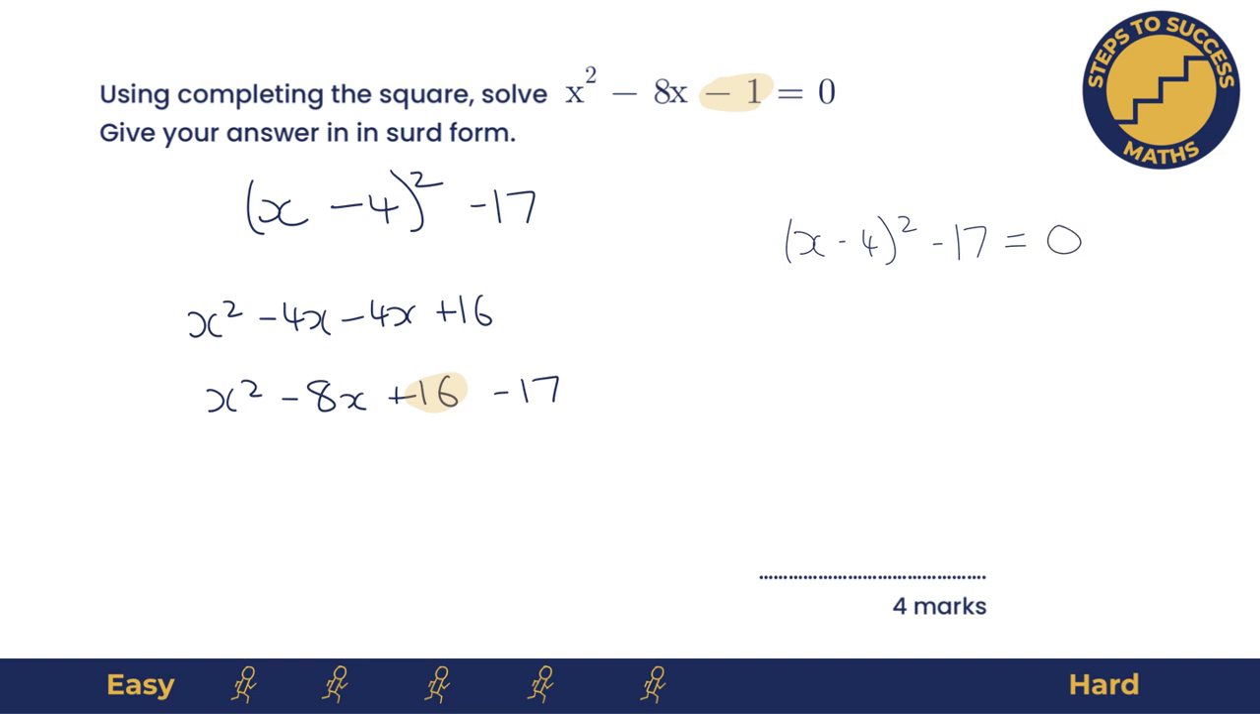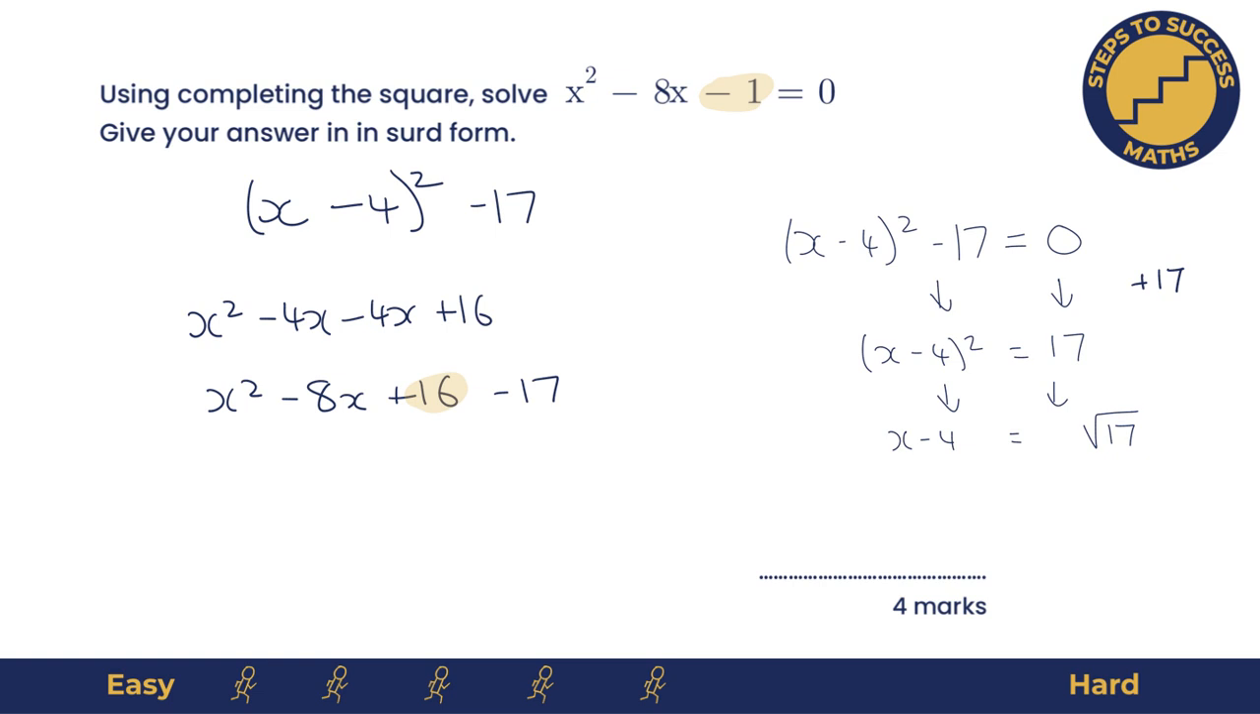So if we just rearrange this to solve it, so x minus 4 squared, add 17 to both sides, we've got x minus 4 squared is equal to 17. Then we need to square root. So x minus 4 is equal to the square root of 17.